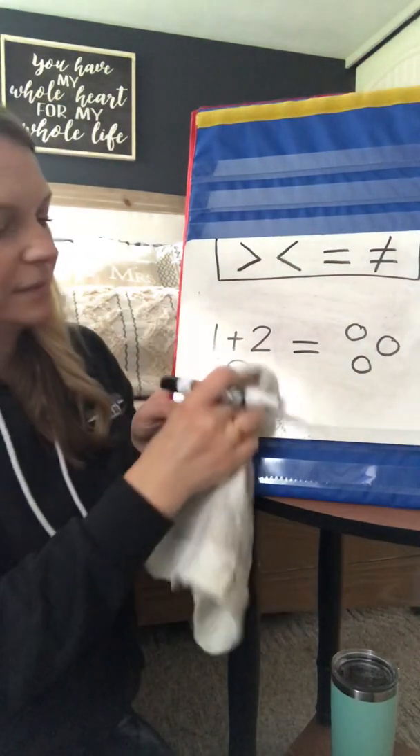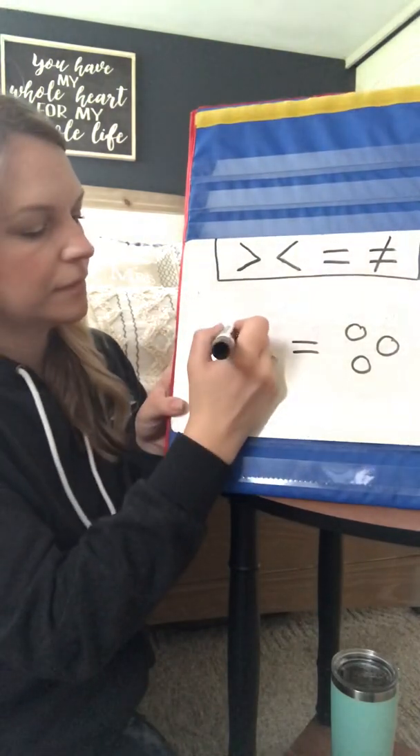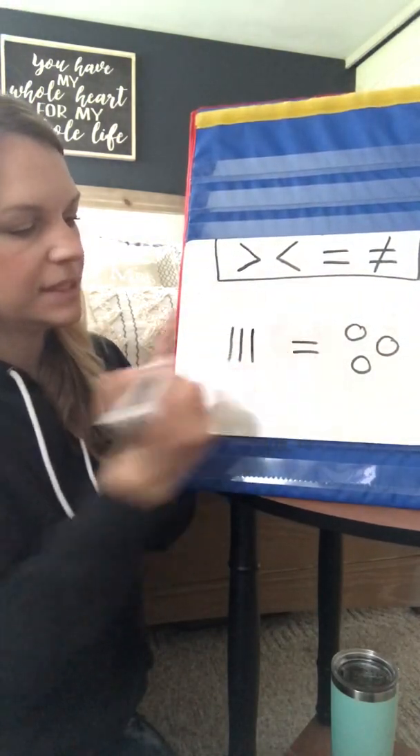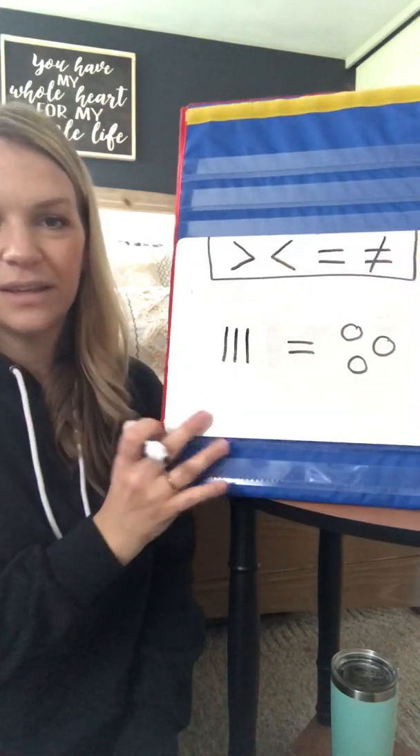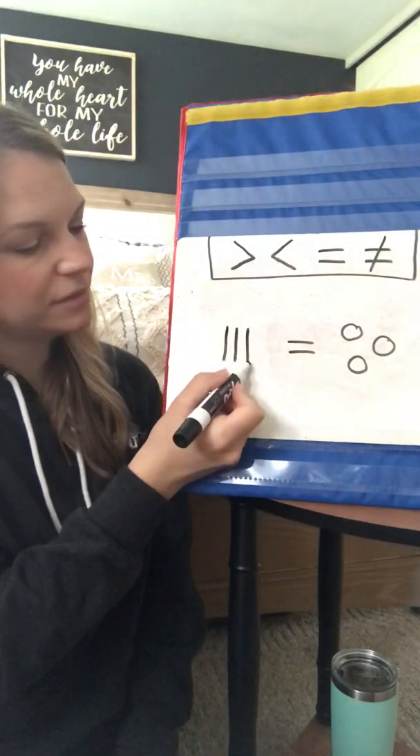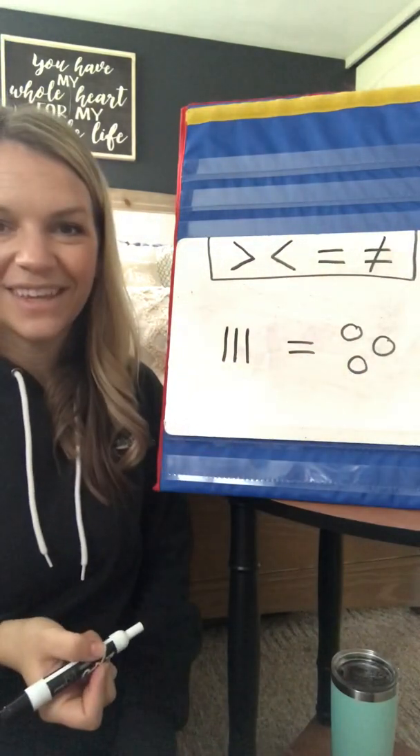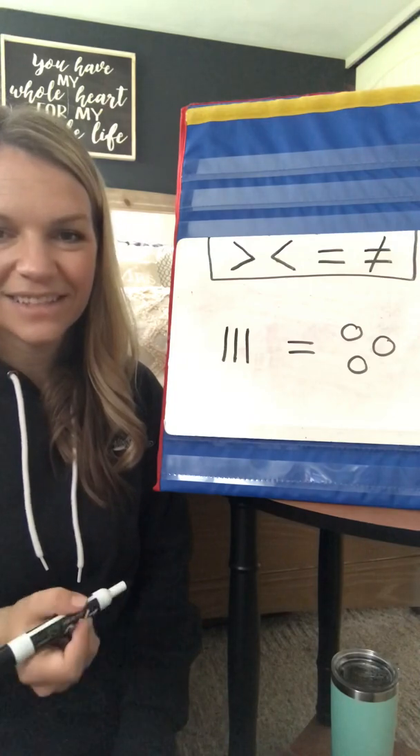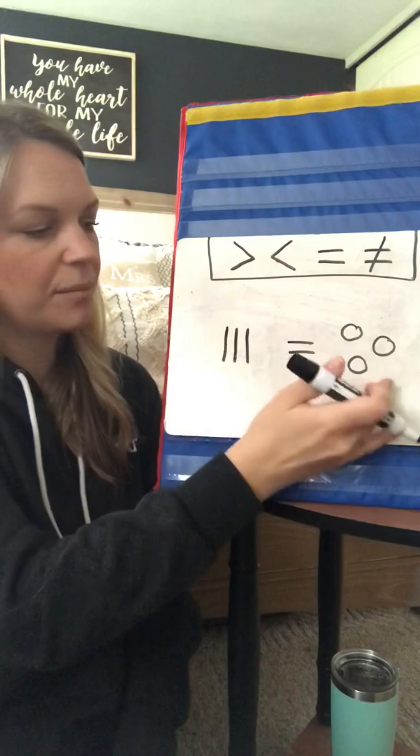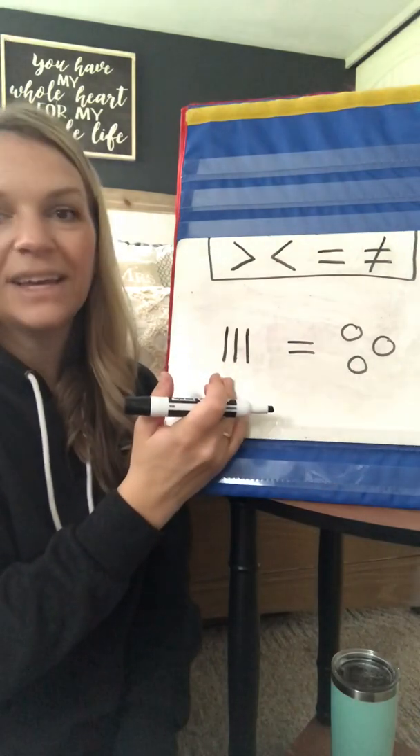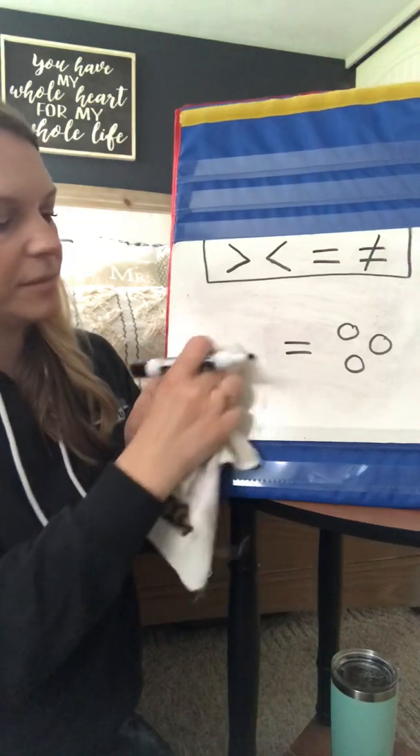Equal. Okay? What if I do tallies? Are those still equal? Yeah. 1, 2, 3, and 1, 2, 3. 3 equals 3. Does that make sense? Okay, so anytime we have an equal sign, it means that the things on both sides are the same. Okay, let's go back to circles on both sides.